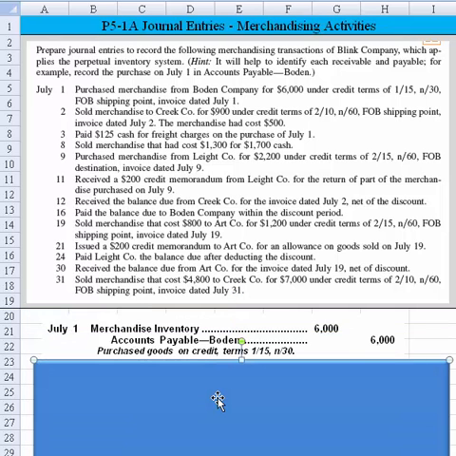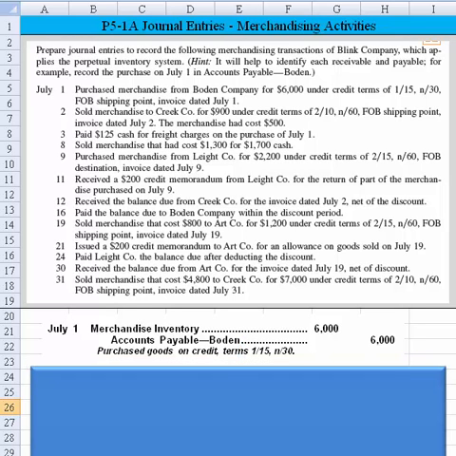So on July 1st, we would debit, move this down a little bit, and now slide off, we would debit merchandise inventory. Remember, this is a perpetual inventory system, so we hit the merchandise inventory account with an increase of $6,000. And we would credit accounts payable to Bowden. And the note we would write would say we purchased goods on credit, 1/15, net 30.